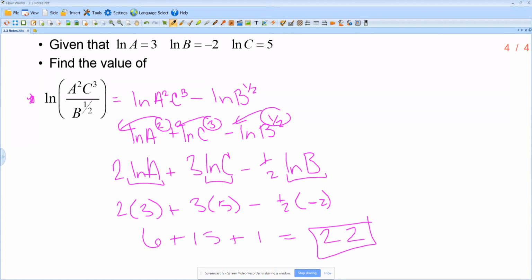All right, that's it for the examples. I don't know how long it took because it doesn't tell me, but good luck. Get started on section 3.3. It's not too bad. Make sure you practice those logarithms, especially the graphing.